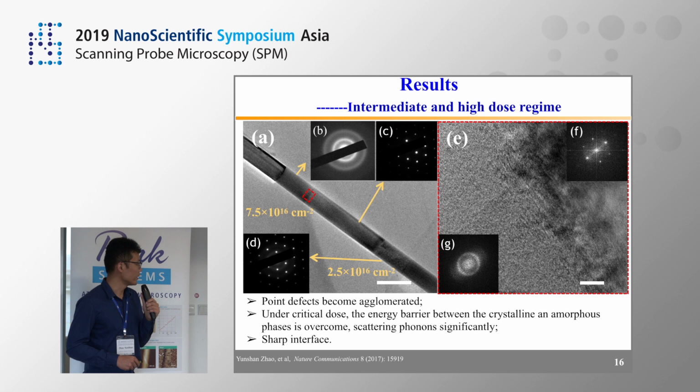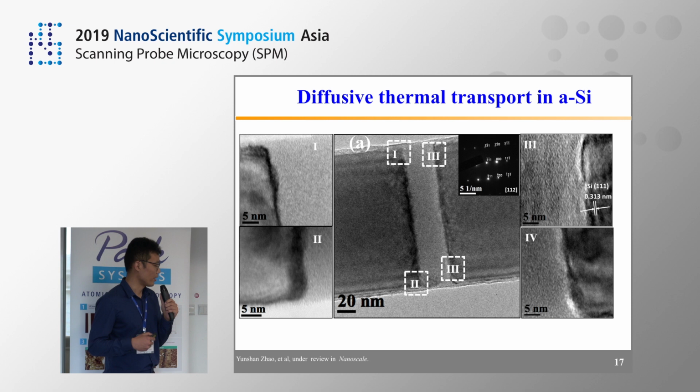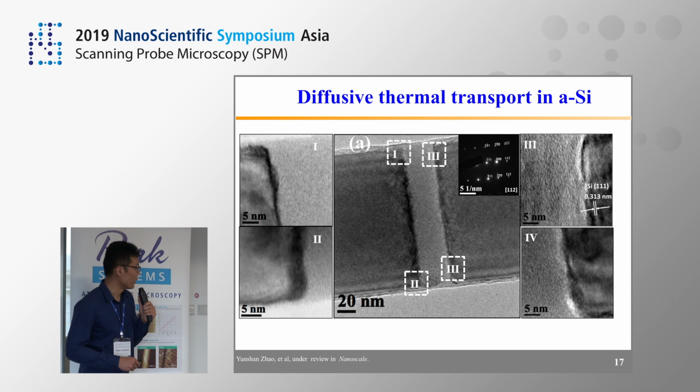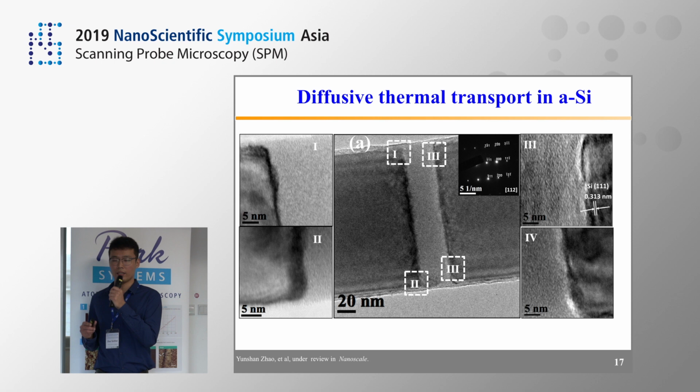This interface gave us a hint that we can modify the irradiation conditions and also probe the phonon transport, the heat carrier transport across the interface. This part is crystal, this part is crystal, while the middle part is the amorphous. So with the helium ion irradiation, we can create crystal-amorphous-crystal heterostructures in one dimension.